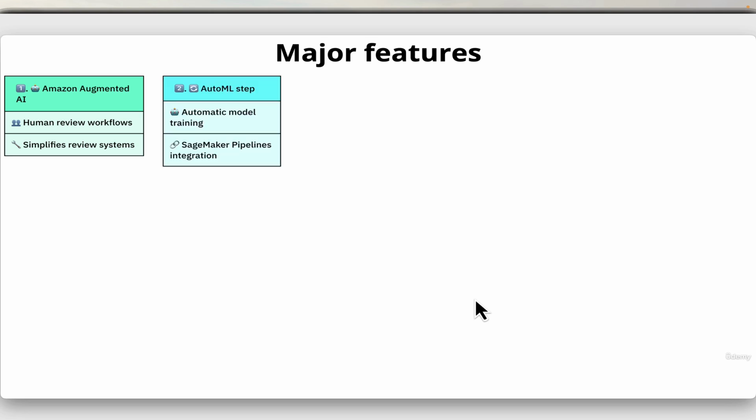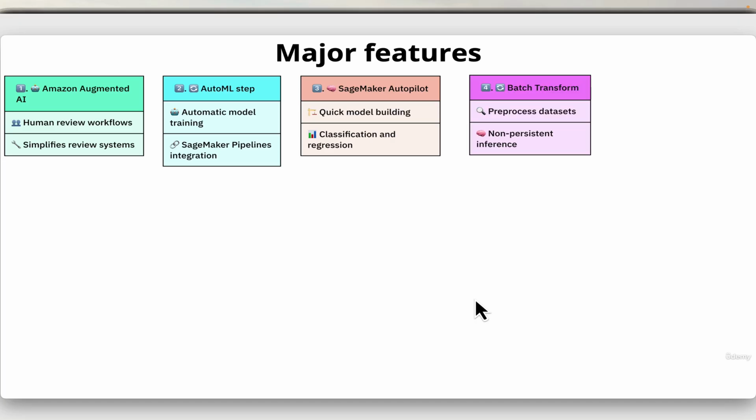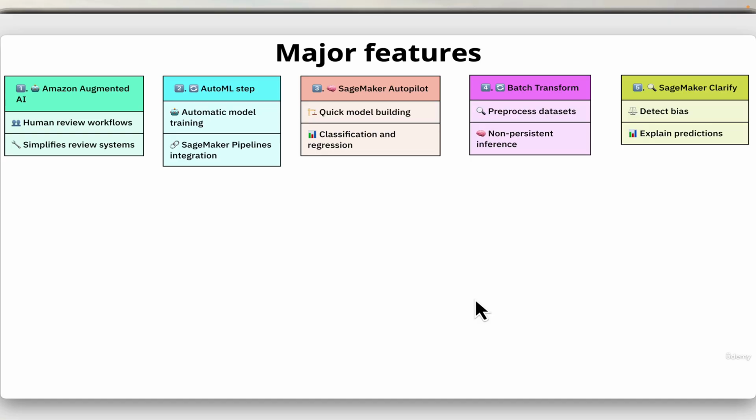Next feature is AutoML step. You can create an AutoML job to automatically train a model in SageMaker Pipelines. Third one, SageMaker Autopilot. Users without machine learning knowledge can quickly build classification and regression models. Batch Transform. Pre-process datasets, run inference when you don't need a persistent endpoint, and associate input records with inferences to assist the interpretation of results. SageMaker Clarify. Improve your machine learning models by detecting potential bias and help explain the predictions that models make.